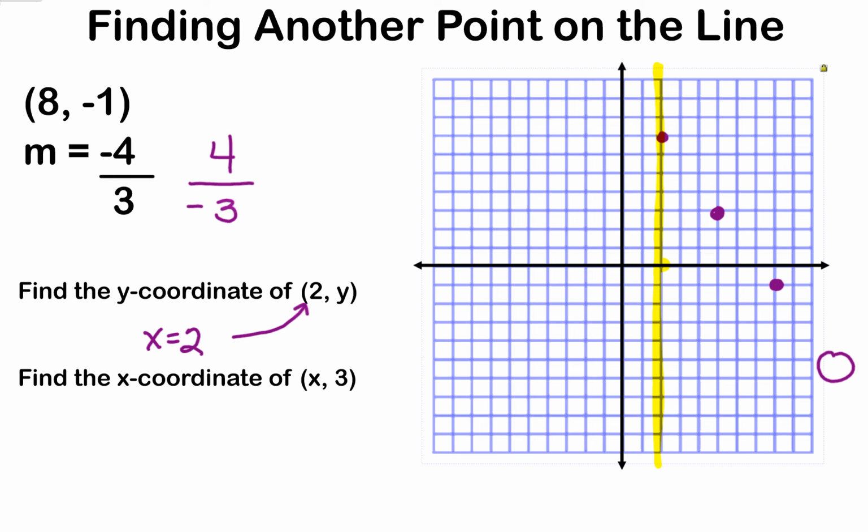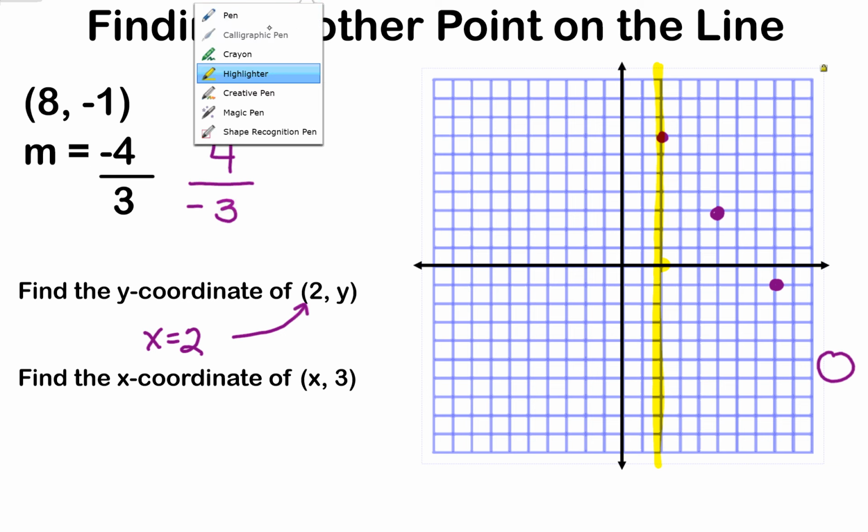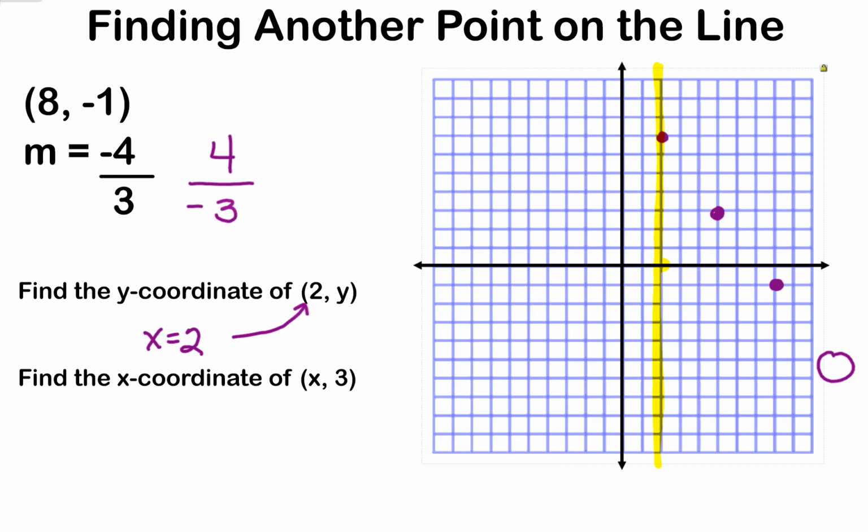Well, in this case, that point is located here. So I just need to find the coordinates of that point. The coordinates of that point are 2, 7. So I have a y that's equal to 7. I'm going to use this same method to find the x coordinate of x3.